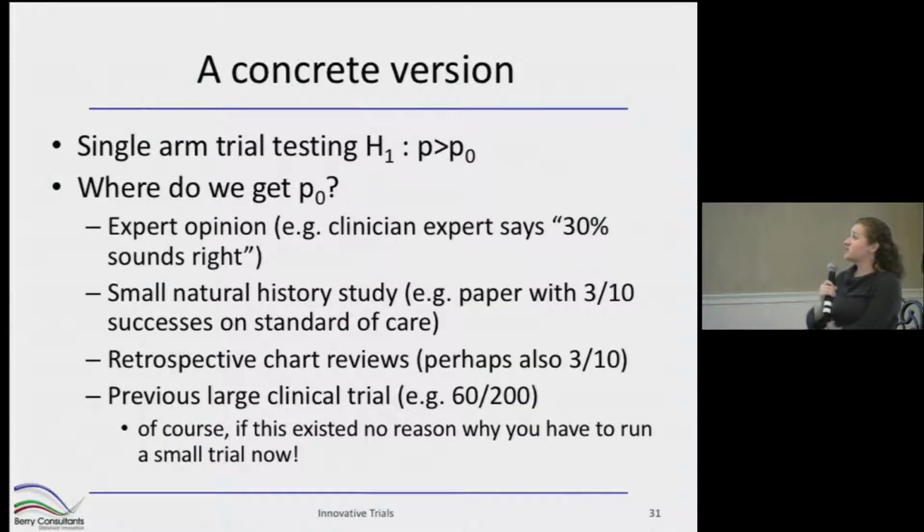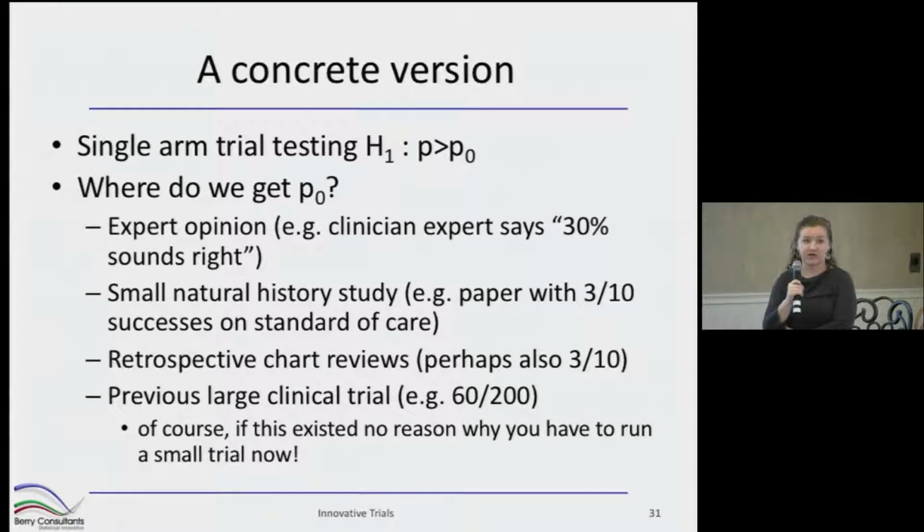So I'll talk through a concrete version here. Suppose that we're going to run a single-arm trial, and we're looking at a dichotomous outcome. So this is maybe a responder rate kind of an outcome. And what we would like to show is that our responder rate is greater than some estimate P0. So P0 is essentially our historical rate that we're going to compare to. So where do we get that?